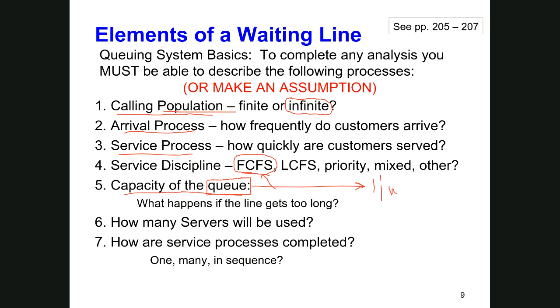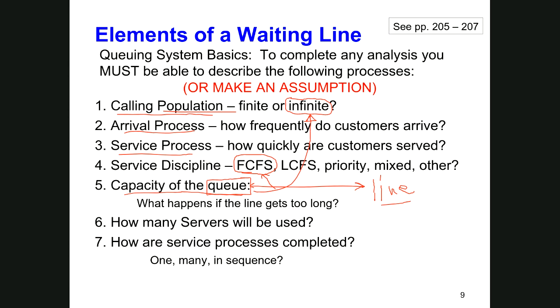It means the same thing as if you say queue, I mean just a line, a waiting line. And so how many customers can our system accommodate waiting? And again, as with the calling population, the queue capacity has to be also infinite, or it can be assumed to be infinite.